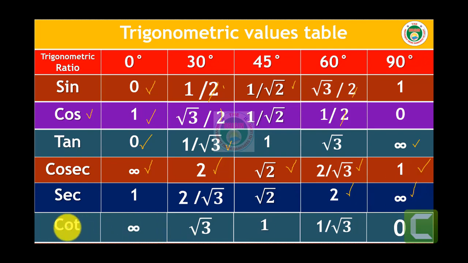Cot values. Simply write the tan values from right to left, then you get the cot values: infinity, root 3, 1 as it is, 1 by root 3 and 0. Or else, you can write cot in terms of tan as 1 by tan, or cos by sin. If you simplify these values, then you get the cot values.